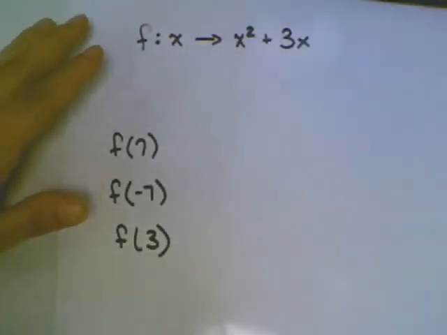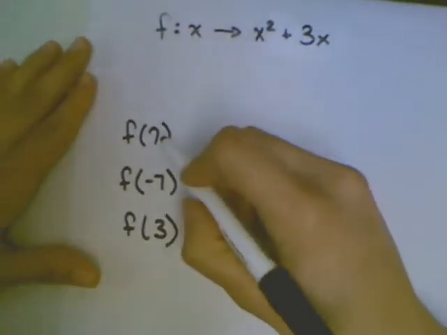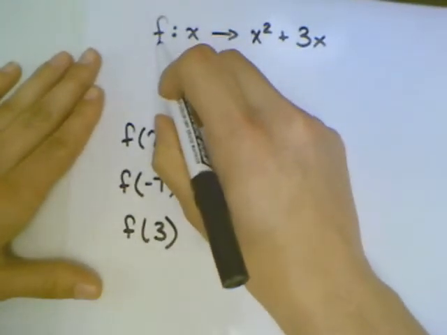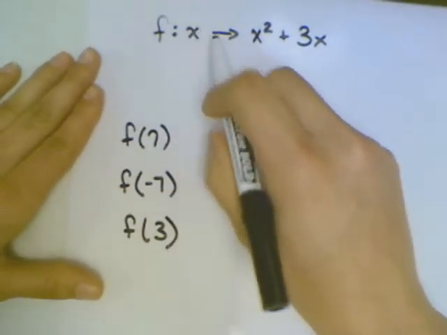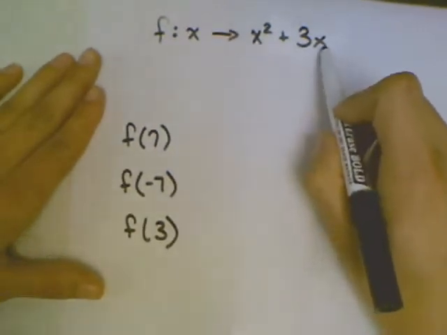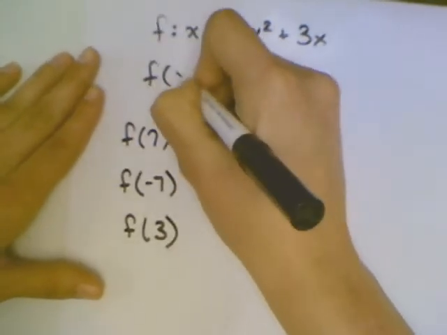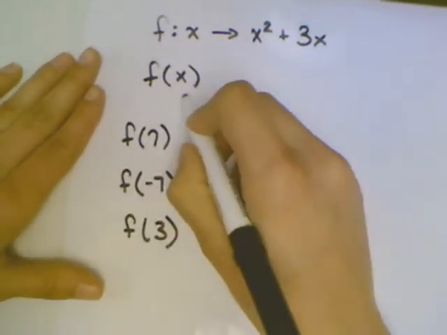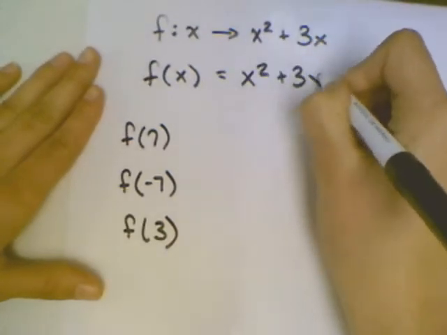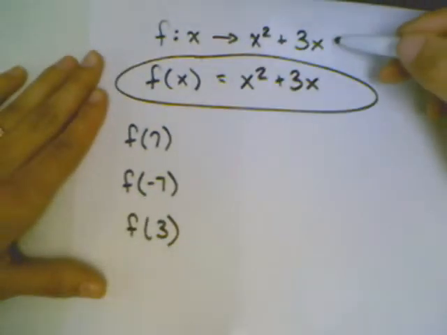To find the value of a function at a given point, you just need to input whatever they're asking for and figure out the output. Here's our function rule f. The variable we're using is x, and this is what we need to do to that variable x. We're going to square it and add 3 times that same value. Another way to write this is using the f of x notation with the parentheses like this. So these two functions are actually equivalent, and this is the more accepted way of writing this.